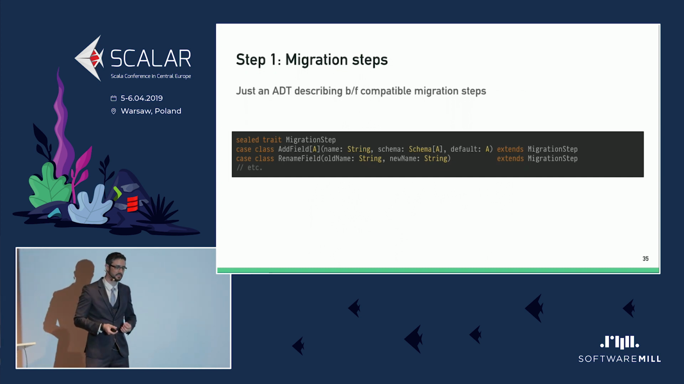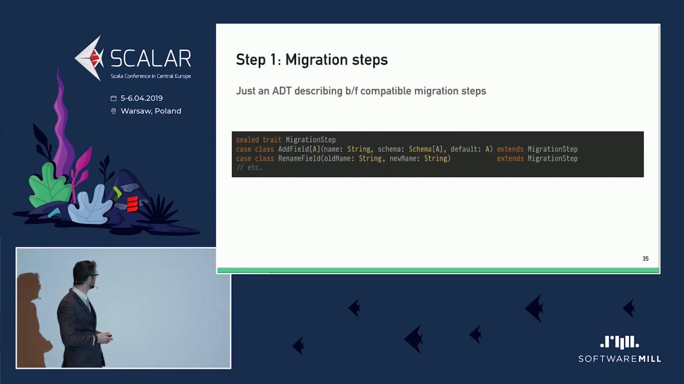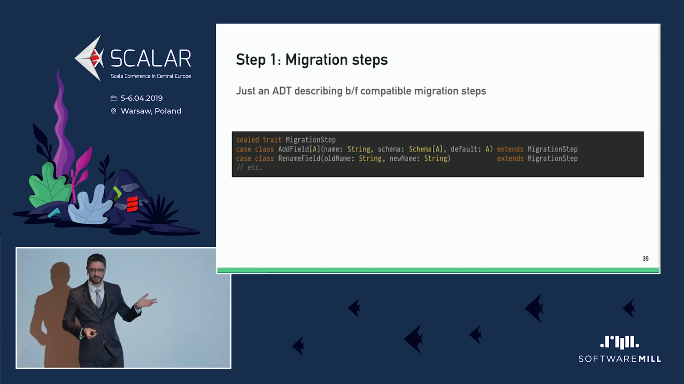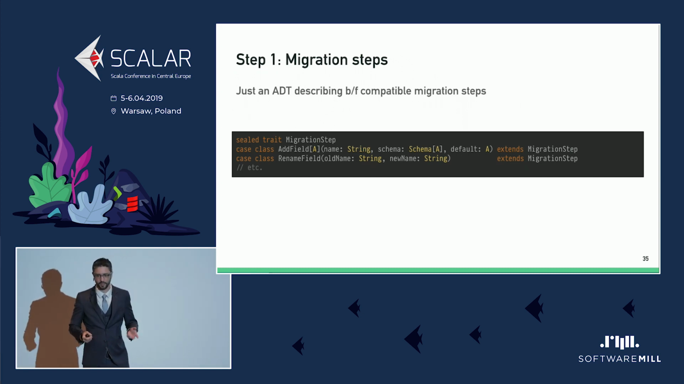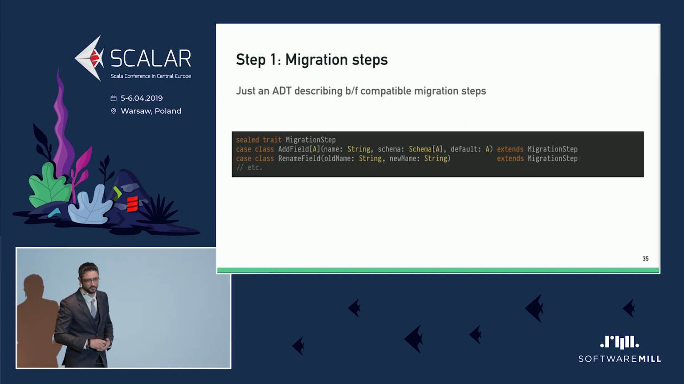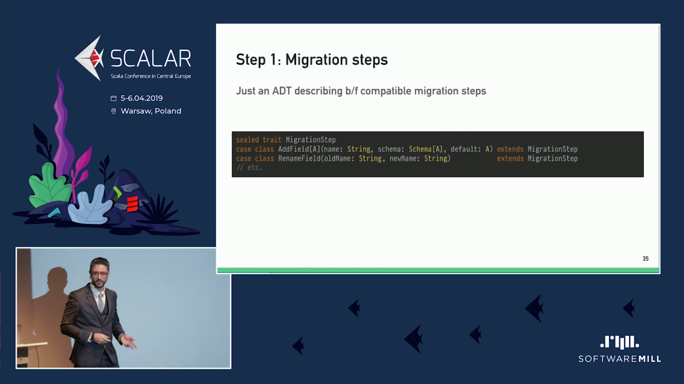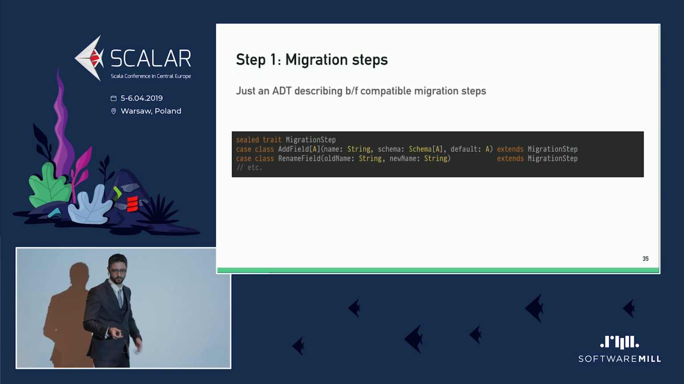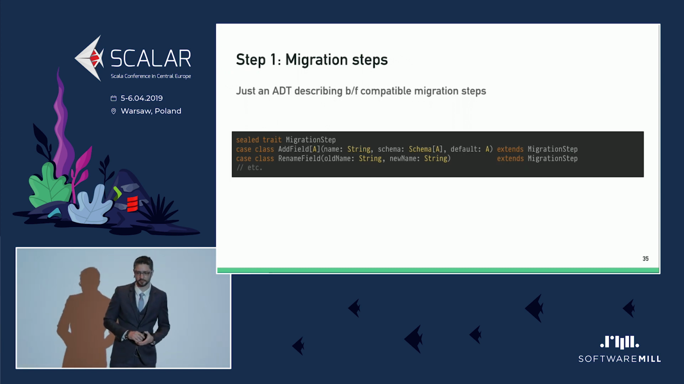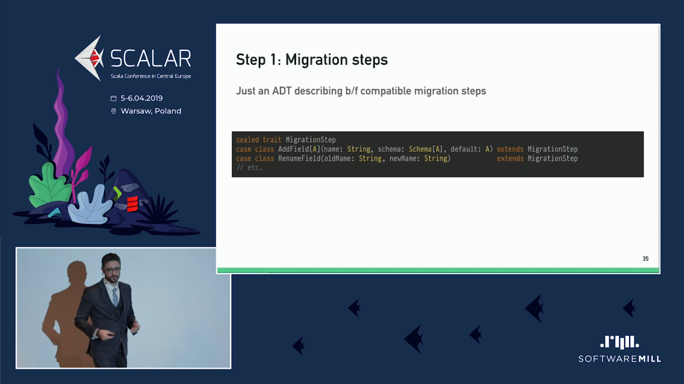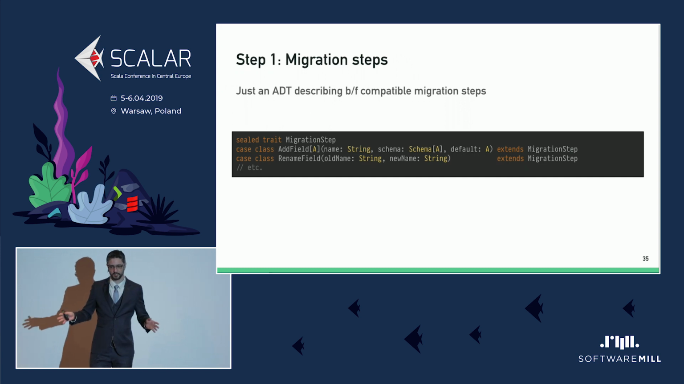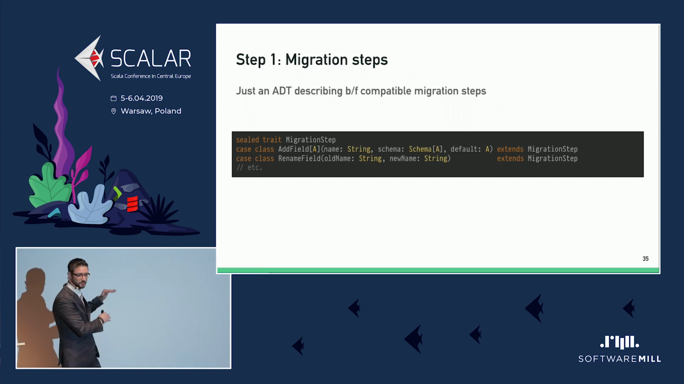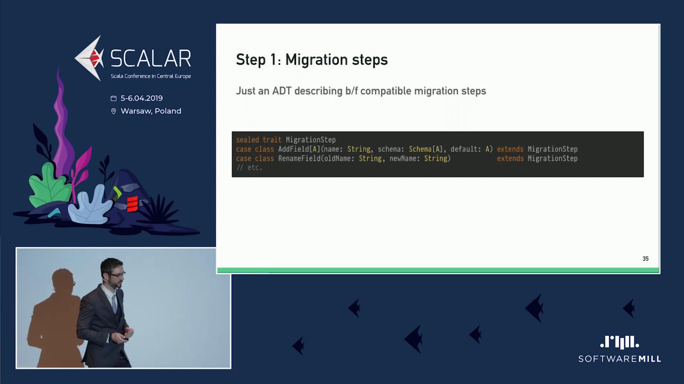So let's dive a little bit into the details of that. Our migration steps is just a regular ADT with classes representing the steps. So for example, we have add a field that needs, and it's important, it needs a default value, because otherwise you cannot implement the backward compatibility, forward compatibility actually, or backward. And so on and so forth. You could say, I can rename a field. I can do plenty of things that don't break that compatibility. So you just materialize that into a regular ADT.